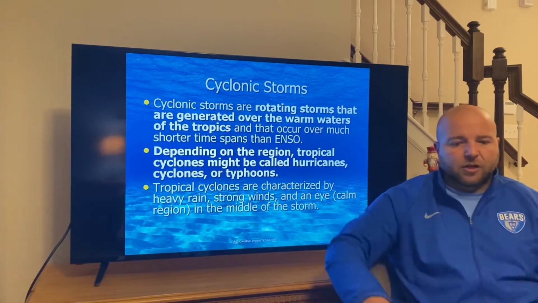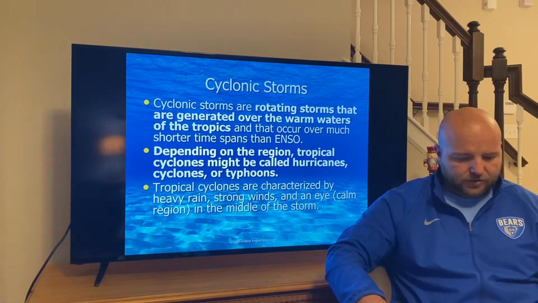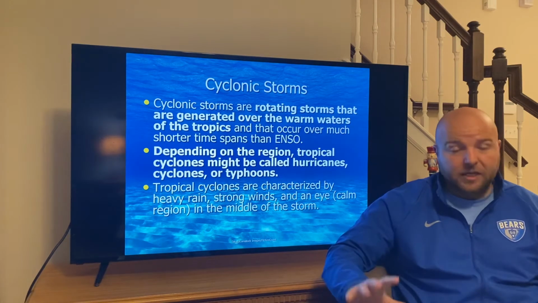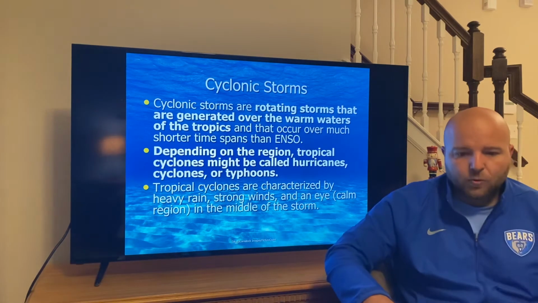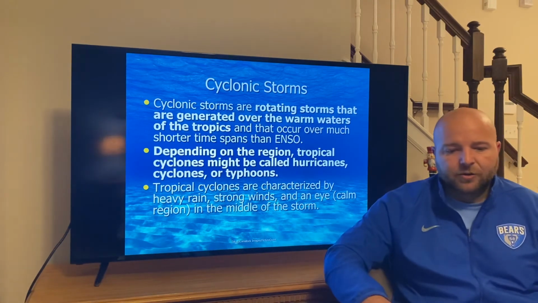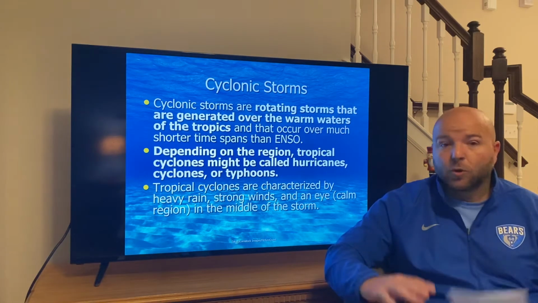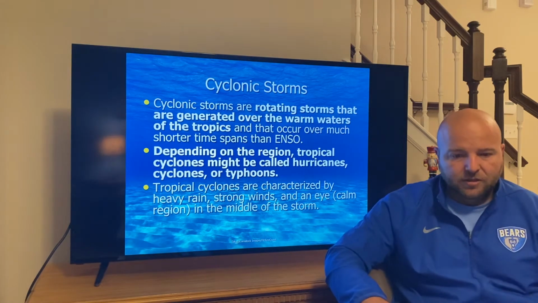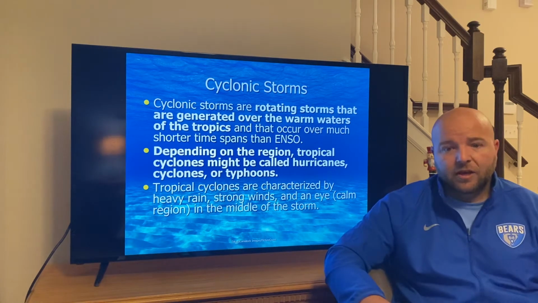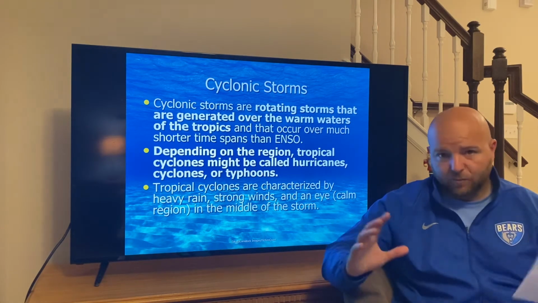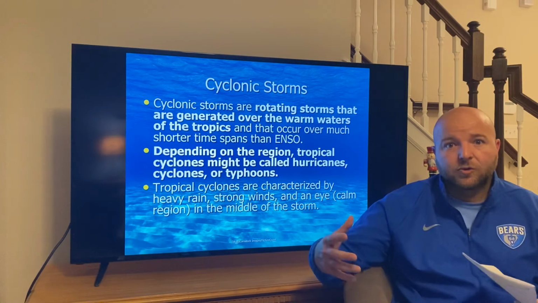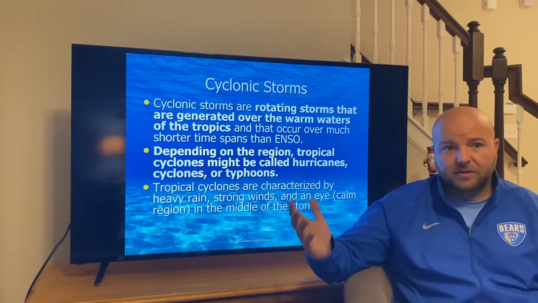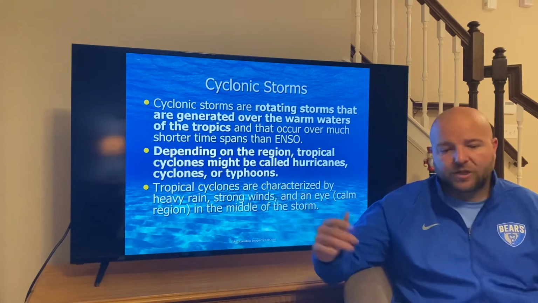and get to our cyclonic storms. All right, so two more squares left: cyclones and the impact of cyclones. So starting off here, cyclonic storms are rotating storms that are generated over the warm waters of the tropics. Always going to be starting in the tropics. They occur over a much shorter time than ENSO does. It's a multi-year period for ENSO, but for these cyclonic storms we're talking about a large storm, but a matter of days or weeks.